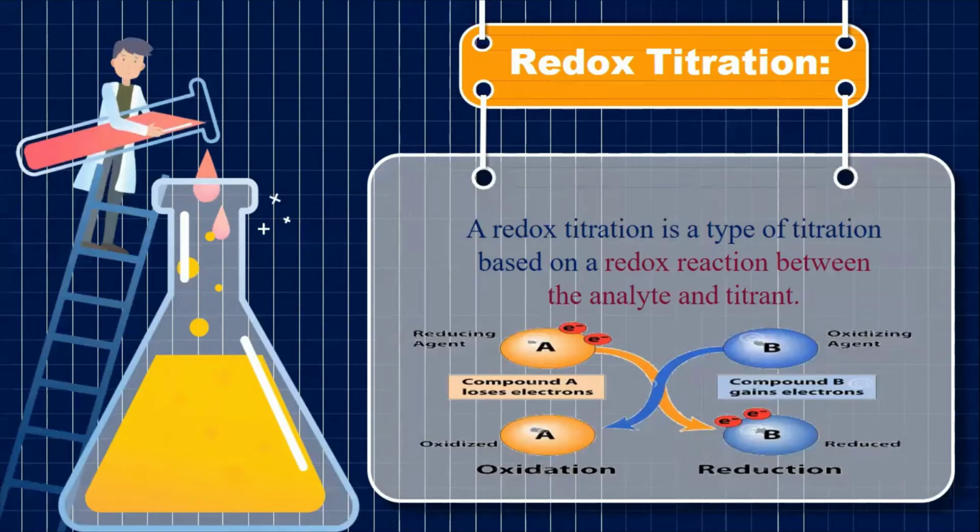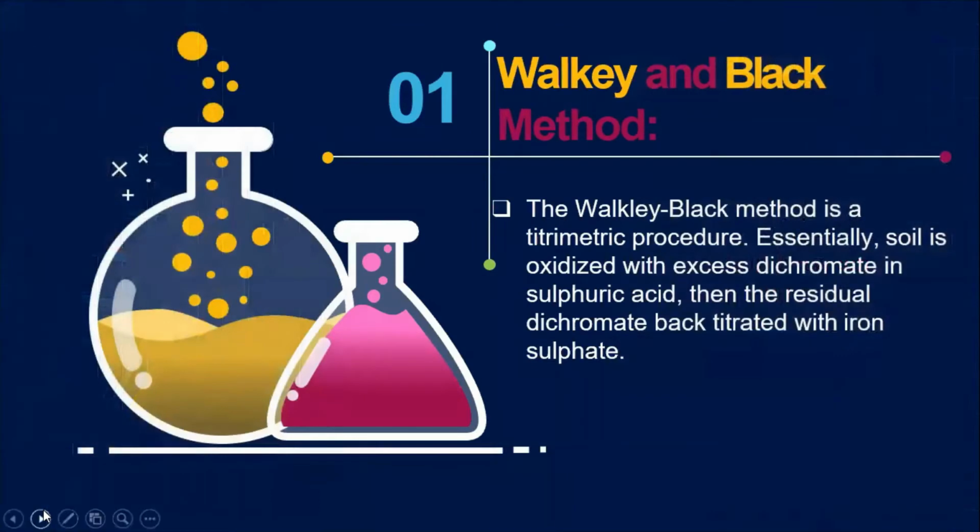In this slide, I'm going to discuss redox titration before getting into its applications. Basically, redox titration is a type of titration based on the redox reaction between the analyte and titrant. In this type of titration, a reducing agent and an oxidizing agent are involved, and that helps in analyzing the analyte. In our next slide, we are going to discuss the applications based on the redox reaction.